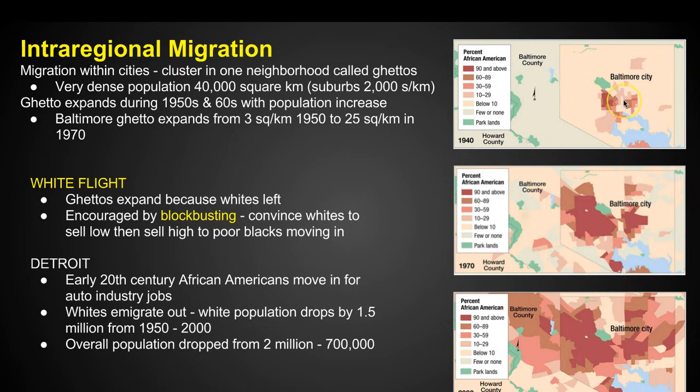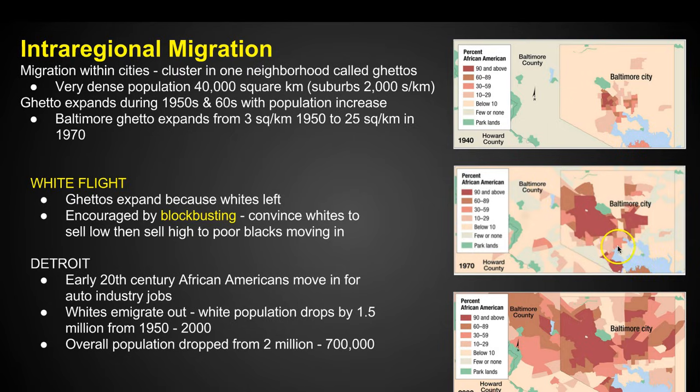Initially, you had ethnicities moving to the middle of these cities and staying with each other because of chain migration. People want to live with the same people of their own demographic because they know each other. They want to support each other. But also because that's where the jobs were. So ethnicities are moving in because of jobs. During the 1950s and 60s, as populations increase, as jobs increase, you see the ghettos expand out.